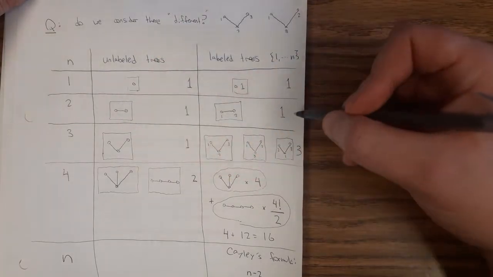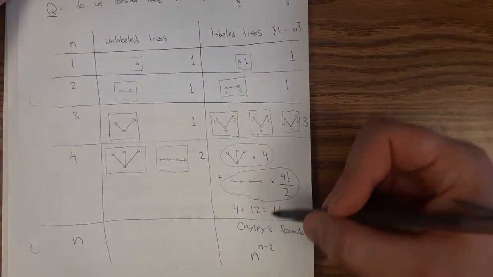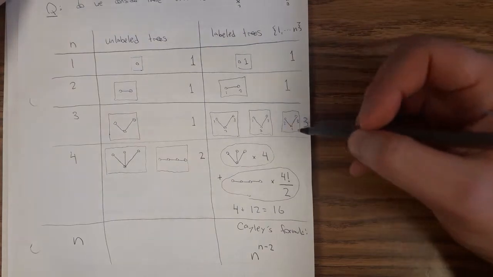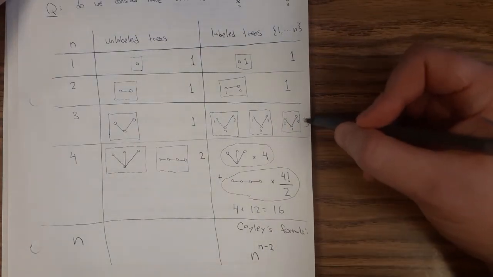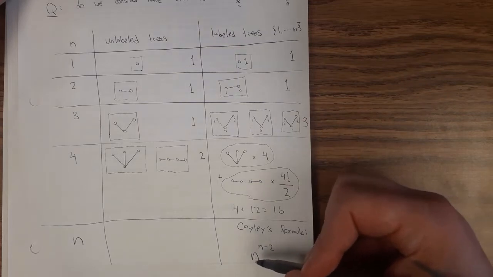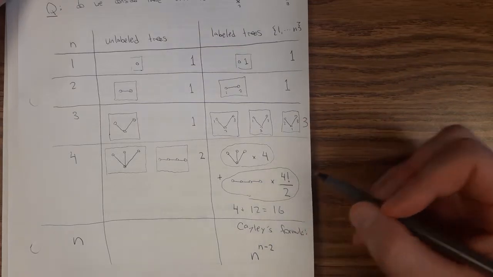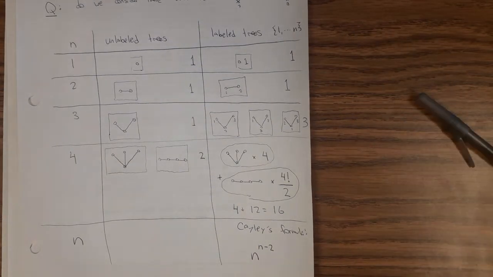What about when n equals 2? We get 2 to the 0 power, which is 1, so that's right. When n equals 3, we would get 3 to the 1 power, which is 3. And when n is 4, I would get 4 to the 2 power, which is 16. So that's what this formula is telling us.